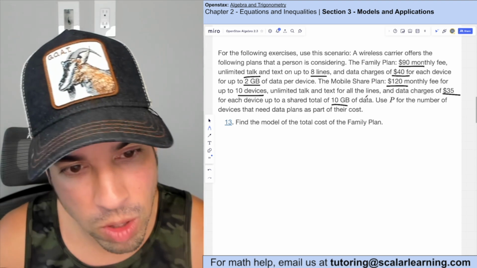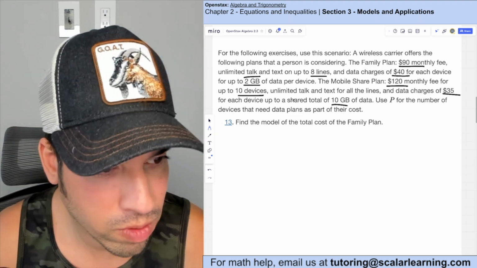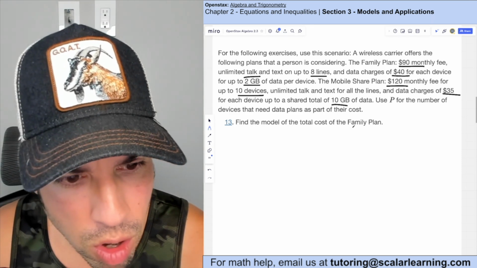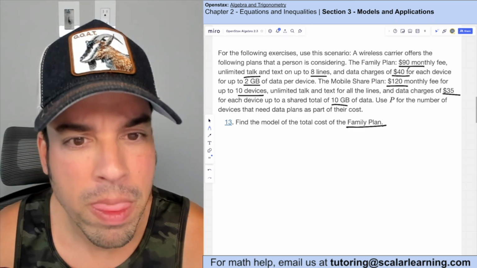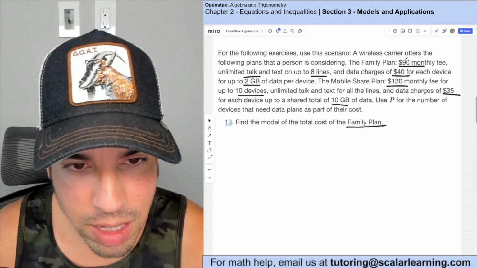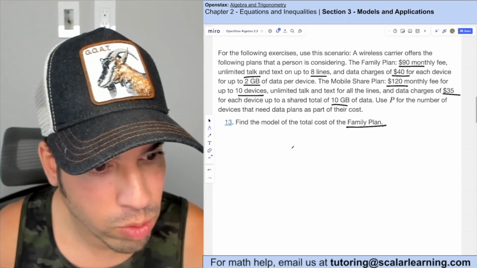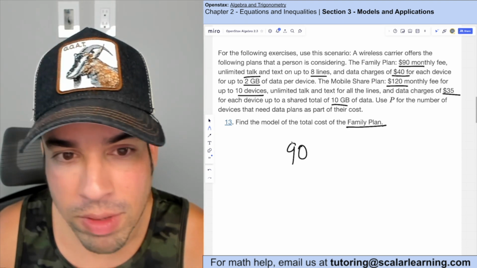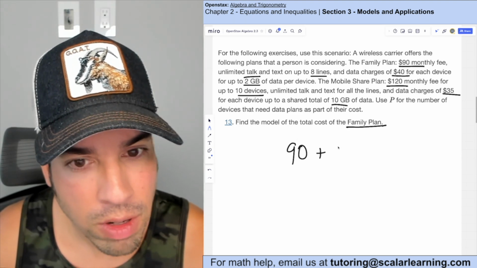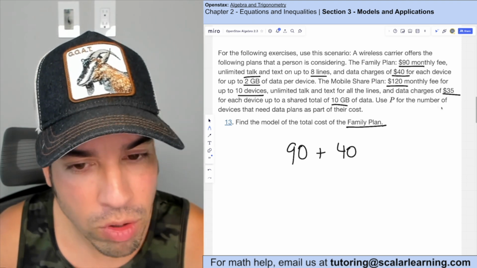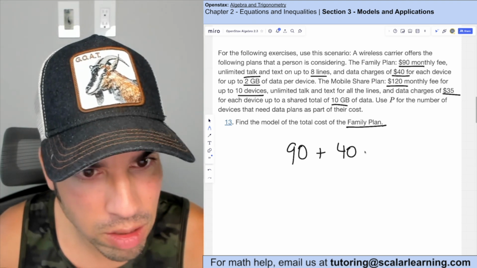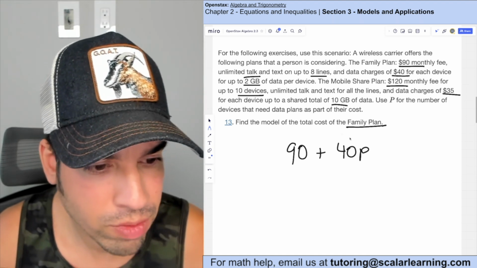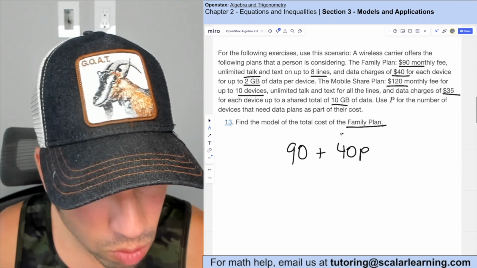So a lot of what I'm doing is I'm underlining the numbers. Use P for the number of devices that need data plans as part of their cost. Find the model of the total cost of the family plan. So if we're talking about the family plan, again, I'm going to use just an expression here. So we've got 90 as our typical monthly fee, and then we've got data charges of $40 per device. P is the number of devices, up to 2 gigabytes free. So I would say this is our winner.